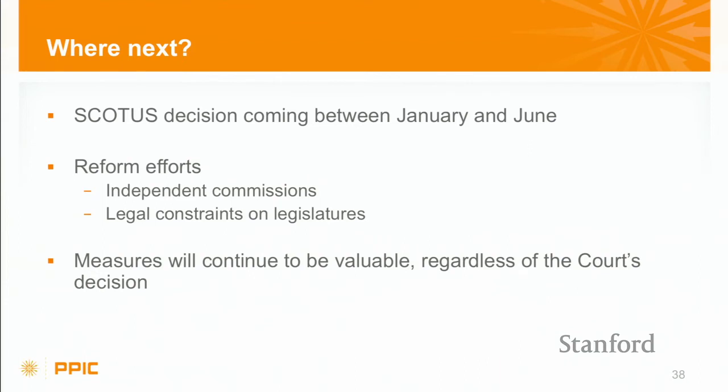Florida is one state that has legal constraints on what its legislature can draw. It says the legislature is not allowed to draw a plan that benefits one party, and there was a ton of litigation over the last several years over whether the plan that the legislature drew in 2011 actually violated that provision of the law. And I think all these measures that I've mentioned will continue to be valuable for those kinds of things, regardless of what the court's decision ends up being.